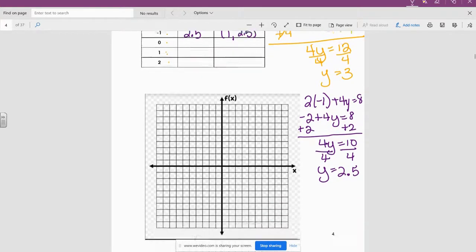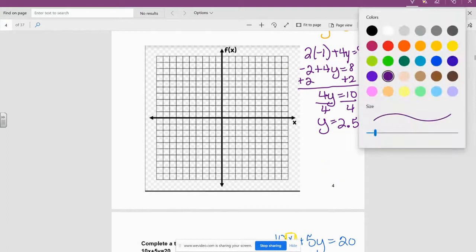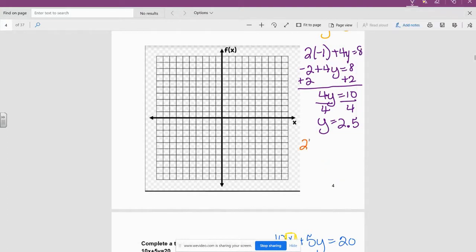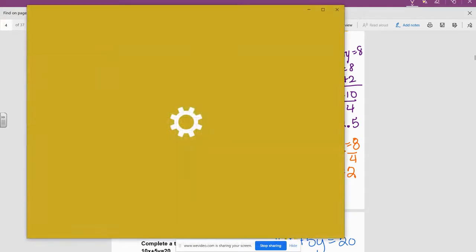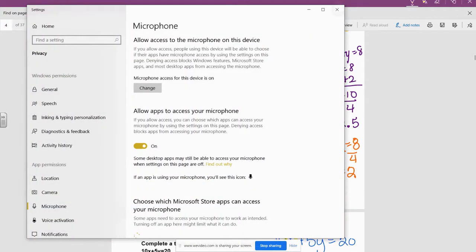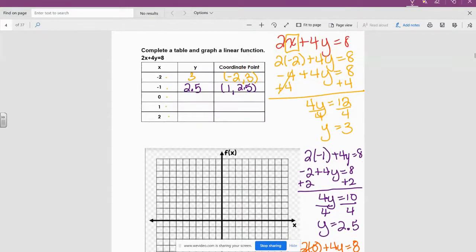Next equation, this time we're going to plug in 0. So 2 times 0 plus 4y equals 8. Well, 2 times 0 is 0, so that mathematically doesn't matter. So I have the 4. I want to reduce that to 1y, so we're going to divide by 4. And 8 divided by 4 is 2. So when x was 0, y is equal to 2. I'll put 2 here, and your point is 0, 2.